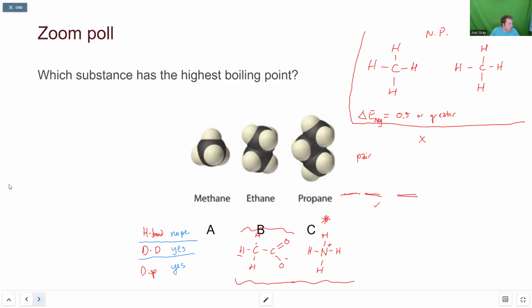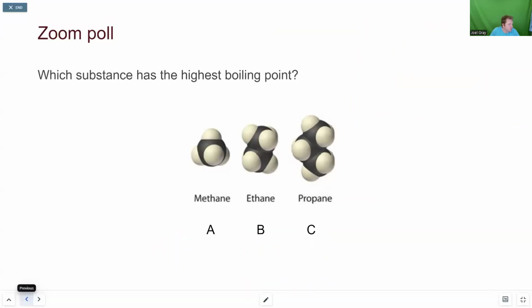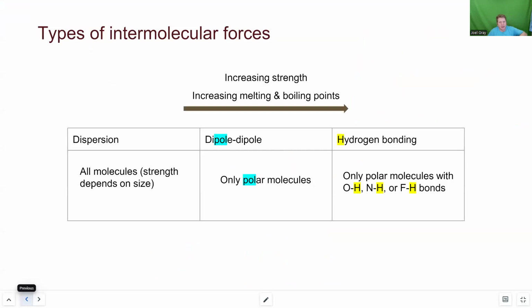Okay. And so actually let me jump back for a second. When we have these higher interactions, like hydrogen bonds, that's where you're going to see strong forces between molecules. And when you see those strong forces, then you're going to have very strong interactions leading to a higher melting point and a higher boiling point.